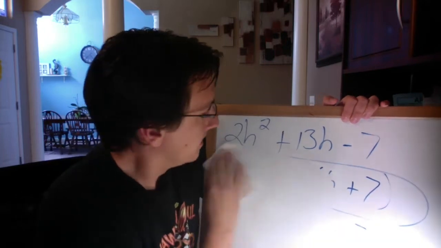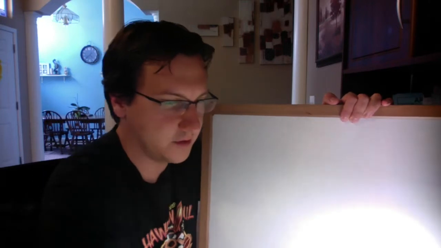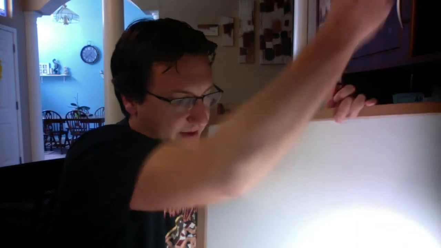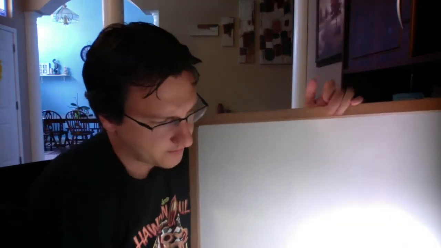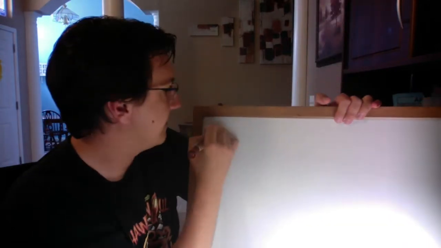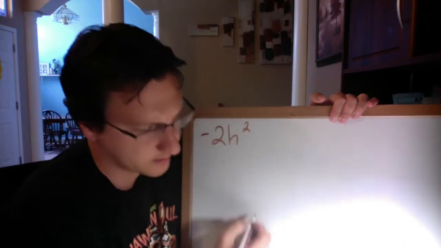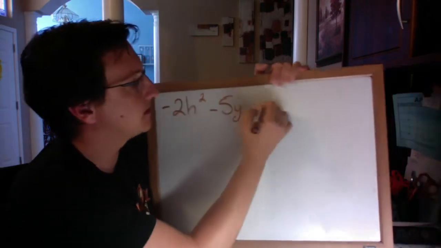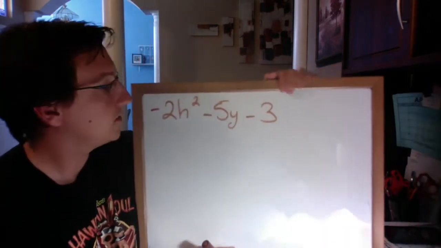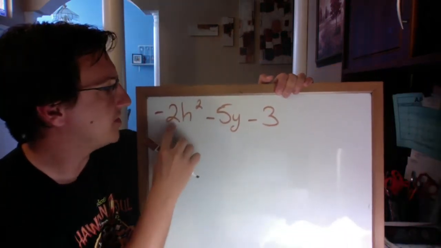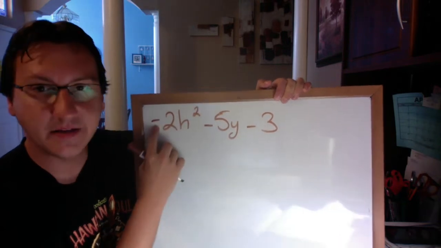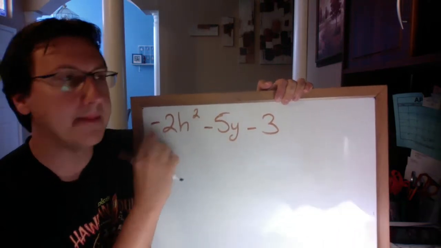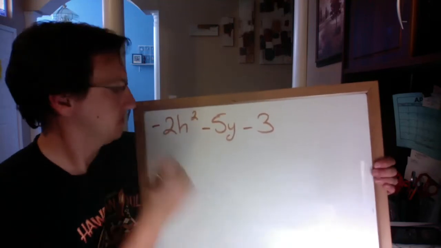But I want to move on to another one that you're going to notice is a little different as well. And that is when you have a negative in front of the first term. Let me show you what I mean. The bottom of page 594, number 4, says negative 2h squared minus 5y minus 3. So now not only do I have a coefficient in front of my variable, but it's a negative coefficient.